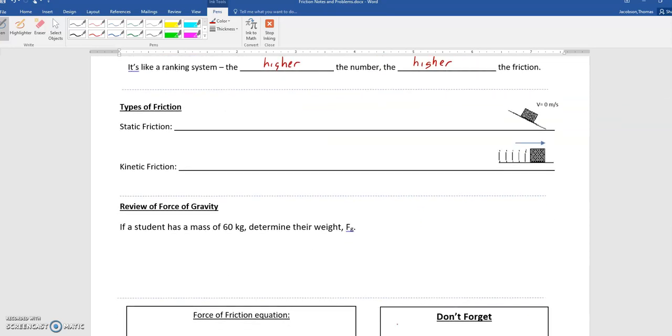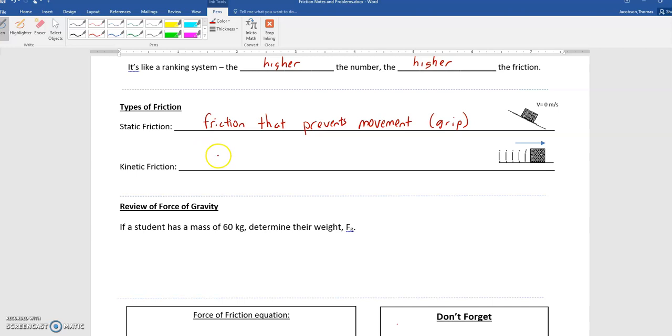There's two types of friction. One is static friction, and this is friction that prevents movement, which is like grip, okay? Your shoes grip onto the floor. A book is gripping onto your table if the table's slanted and doesn't move. So it's friction that prevents movement.